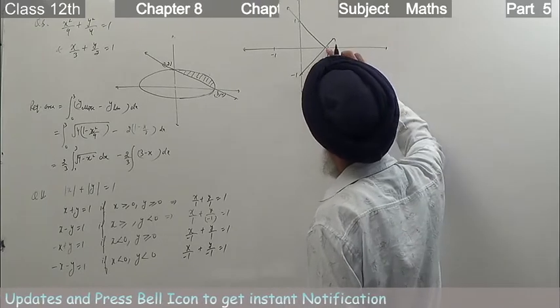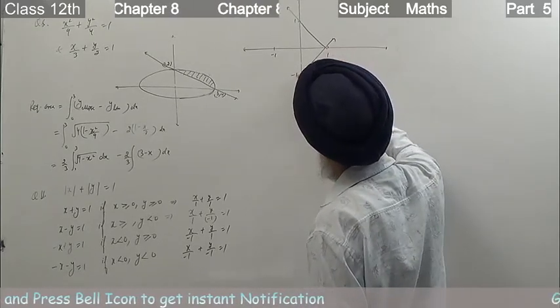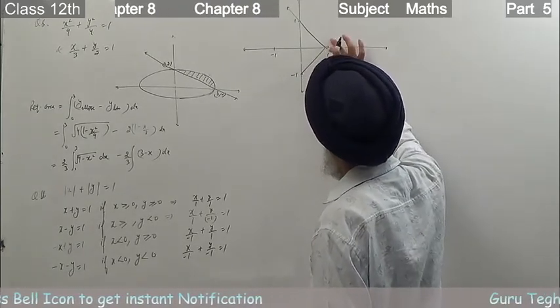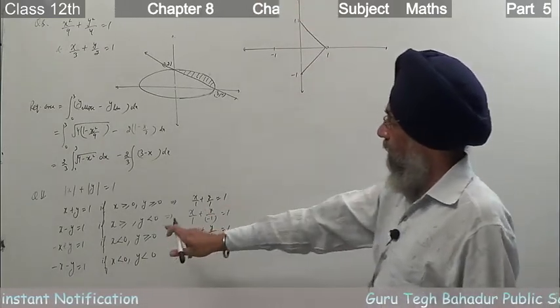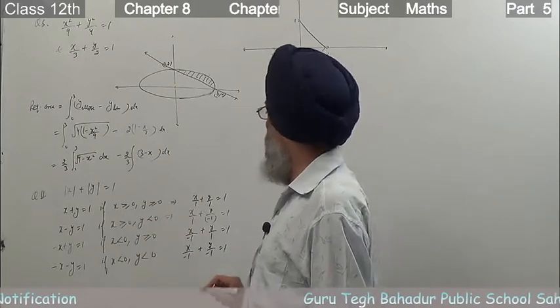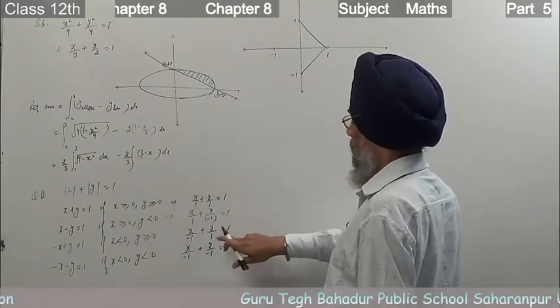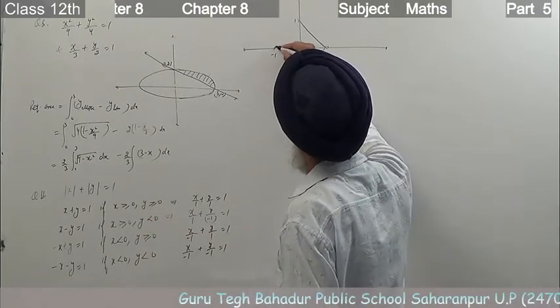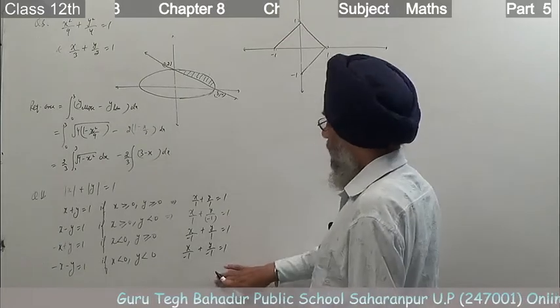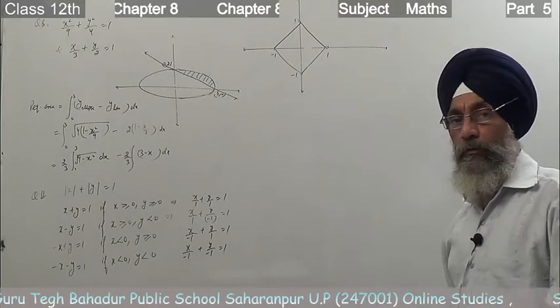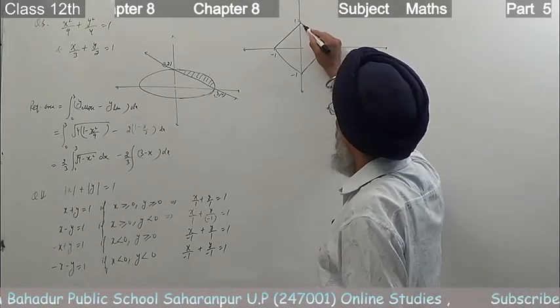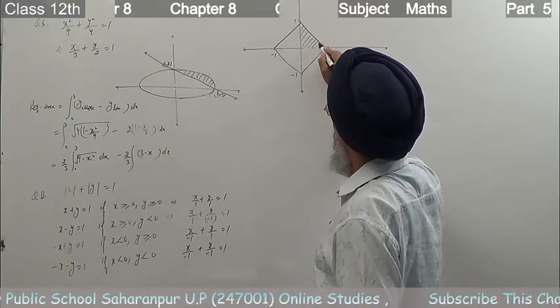We don't have to produce this line beyond here, because that is the condition: x greater than 0 and y greater than 0. Then for x greater than or equal to 0 and y less than 0, we get x minus y equals 1, and this one for x minus 1 and y minus 1. So we have these 4 lines. We have to find the region, so we find the area of only this region.